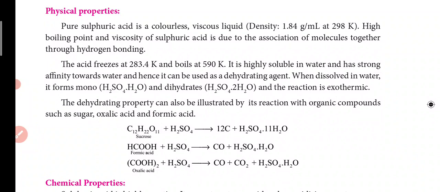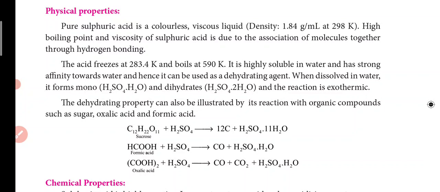It freezes at 283.4 Kelvin and boils at 590 Kelvin. It is highly soluble in water and has a strong affinity towards water, hence it can be used as a dehydrating agent. We know why it is used as a dehydrating agent: because it is highly soluble and has a strong affinity, meaning it easily forms a bond with water. When dissolved in water, it forms the monohydrate, H2SO4 with one water molecule, and the dihydrate with two water molecules, and the reaction is exothermic.